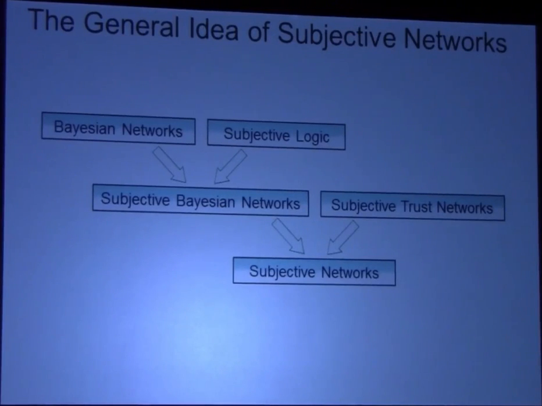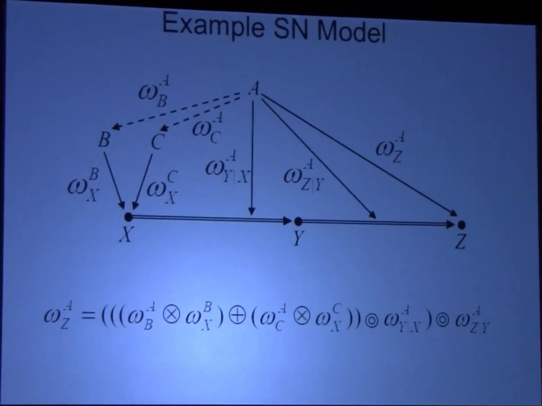And then we can combine it with subjective trust networks, basically computational trust networks. And then this becomes subjective networks. So this is an example, okay? Here we have a little Bayesian network at the bottom. There is a conditional relationship between variable x and variable y, and between variable y and variable z. So it's a very simple Bayesian network.